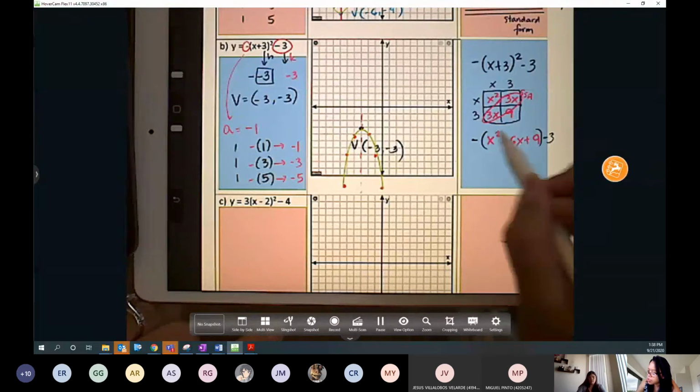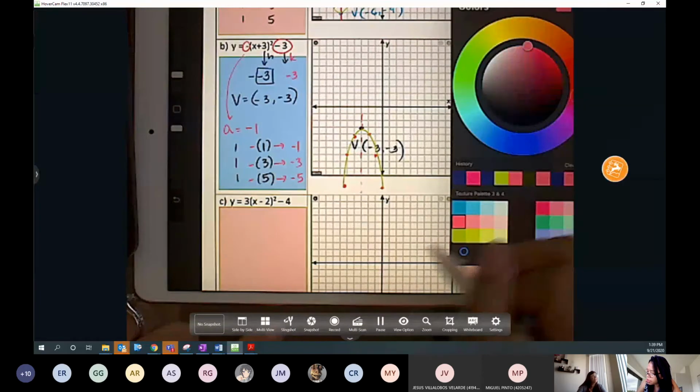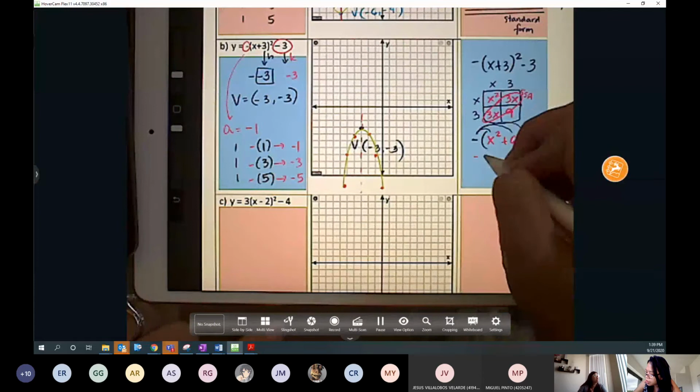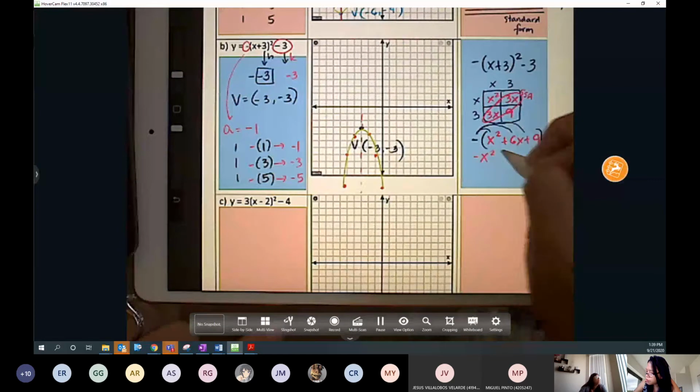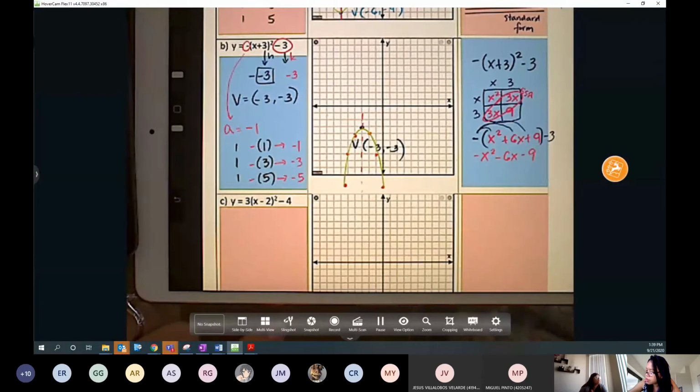Okay, next I'm just going to distribute the negative. So all of these positive numbers will become a negative because I'm multiplying with a negative. So the x squared becomes a negative x squared. The plus 6x becomes a minus 6x. And the positive 9 becomes a minus 9.